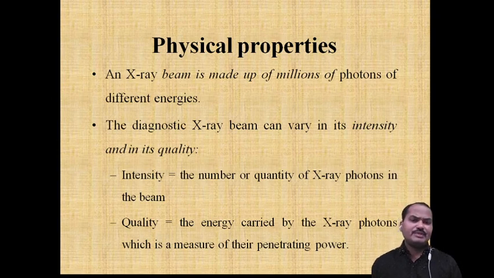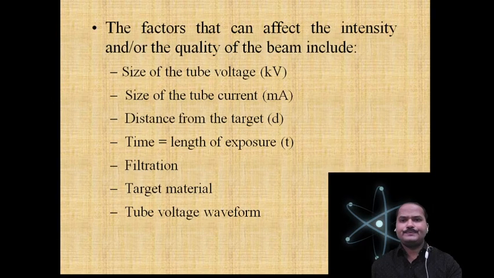The X-ray beam is made up of photons which have different energies. The diagnostic X-ray beam can vary in intensity and quality. The intensity is the number or quantity of the X-ray photons the beam has, and the quality is the energy which is carried by the X-ray beam photons. So it is a measure of their penetrating power.